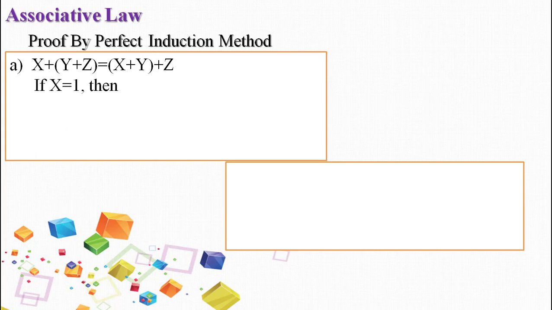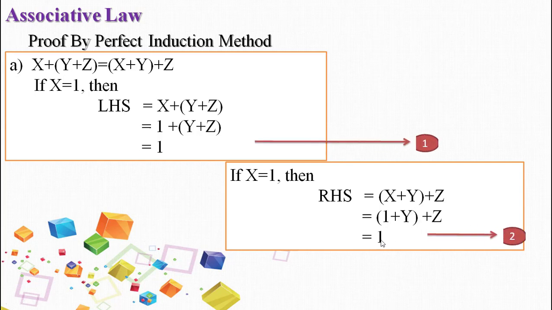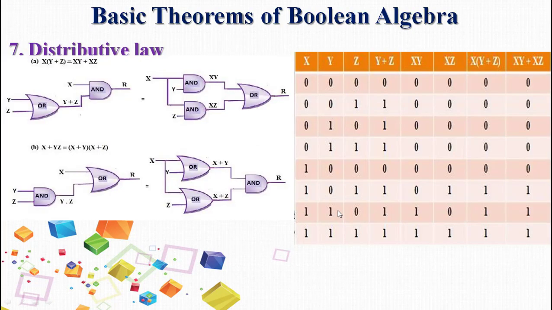Then x is equals to 1. Left hand side value, taking 1 plus y plus z, is y plus z added with 1 produces 1. If anything is added with 1, it is always 1. Right hand side value, we will take with x is equals to 1. So 1 plus y is 1. 1 plus z is also 1. So when we are substituting, 1 plus y is 1, the entire bracket is 1. So from 1 and 2, it satisfies the condition. So distributive law we will be seeing in the next class.